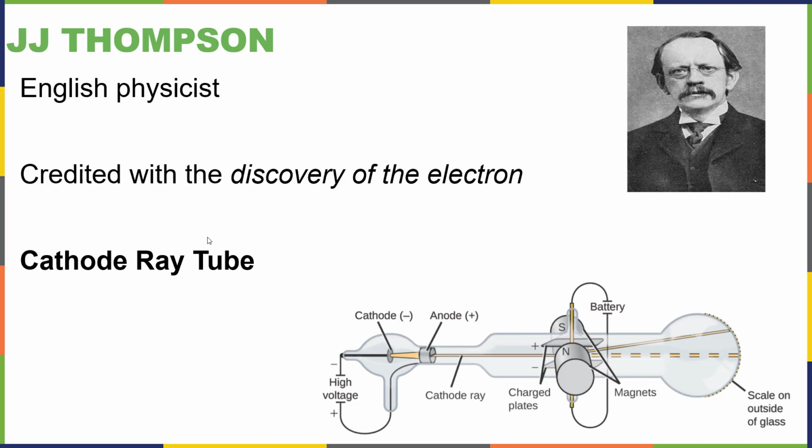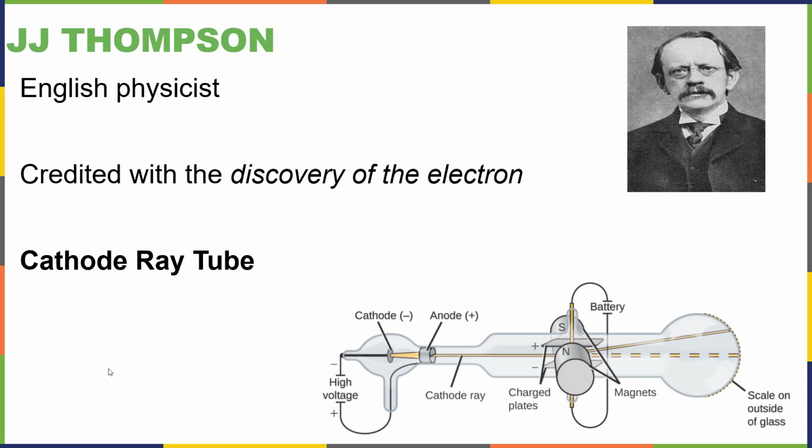Essentially, if you've ever seen one of those giant boxy televisions, it used something similar to a cathode ray tube to produce the picture on the screen. If you were at your grandparents' house and they said that the tube blew up or stopped working in the television, they were talking about this glass device here. So he used this to discover the electron.